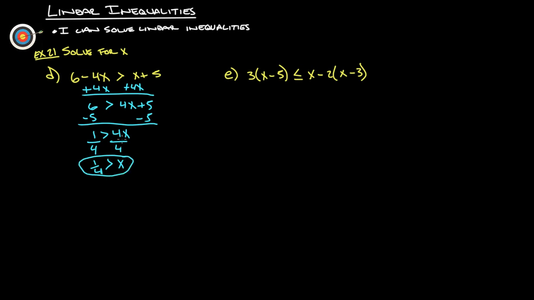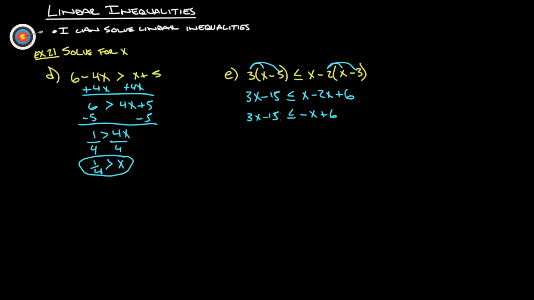Again, we didn't have to switch the inequality, because we divided by a positive. All right, this one here, let's distribute. We'll distribute this negative 2 through also, and then simplify, and away we go. 3x minus 15 is less than or equal to x. Negative 2 times x is negative 2x. Negative 2 times negative 3 is positive 6. Now we're going to simplify. Nothing to simplify on the left, but x minus 2x leaves us with negative x plus 6 over here, and we have 3x minus 15 here.